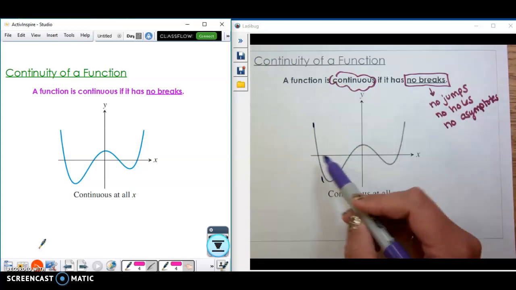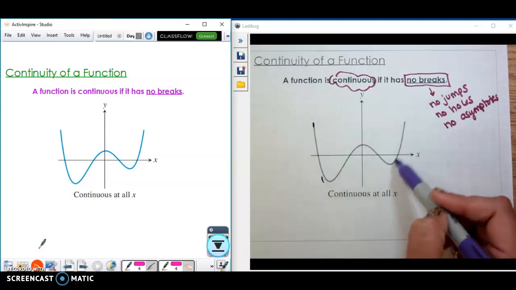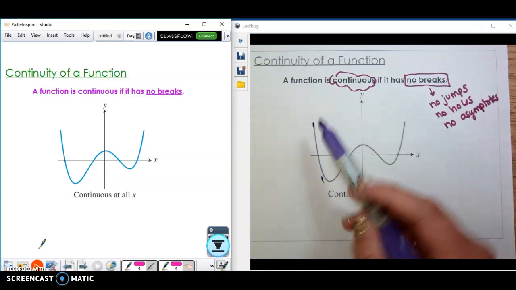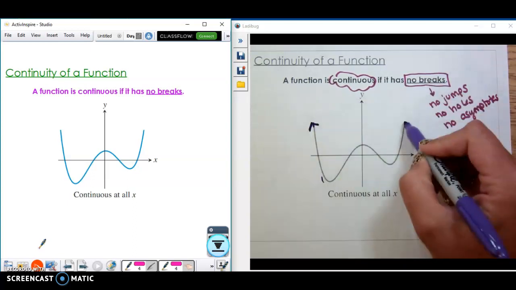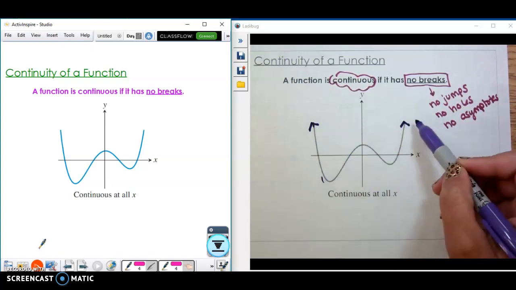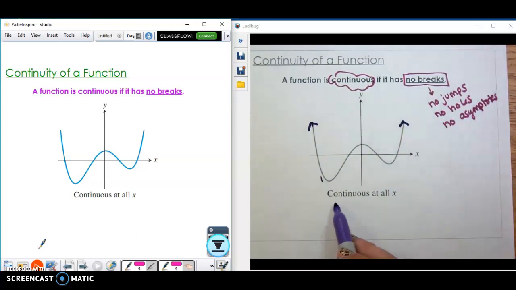Okay, so this is a continuous graph because there are no breaks in the graph. It keeps going. This doesn't have endpoints on the end, so you can assume that it has arrows, so it will keep going. But regardless, this is a continuous graph. So this says continuous at all x.